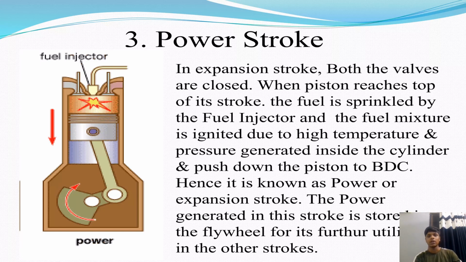Next, power stroke. In power stroke, both the valves are closed. When piston reaches top of its stroke, the fuel is sprayed by the fuel injector and the fuel mixture is ignited due to the high temperature and pressure generated inside the cylinder and pushes down the piston to BDC. Hence, it is known as a power or expansion stroke. The power generated in this stroke is stored in the flywheel for use in the other strokes.